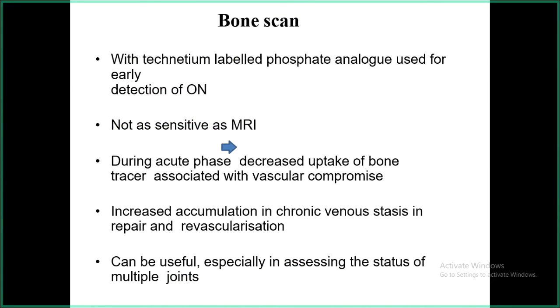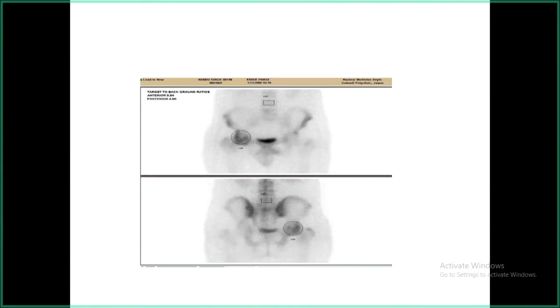Bone scan, with technetium labeled phosphate analog, is used for early detection of osteonecrosis. It is not as sensitive as magnetic resonance imaging. During the acute phase, it shows decreased uptake of bone tracer associated with vascular compromise, and increased accumulation in chronic venous stasis, in repair and revascularization in advanced stage from grade 2. It can be useful especially in assessing the status of multiple joints. This area shows increased uptake on bone scan.